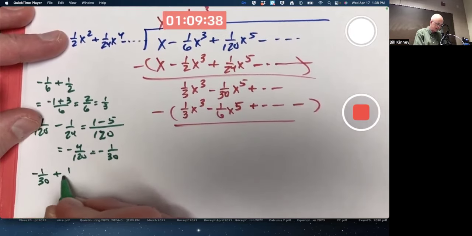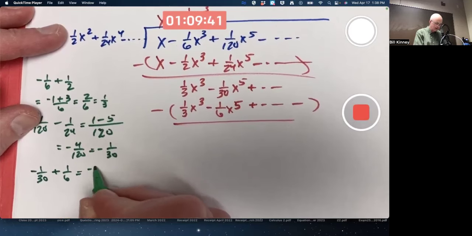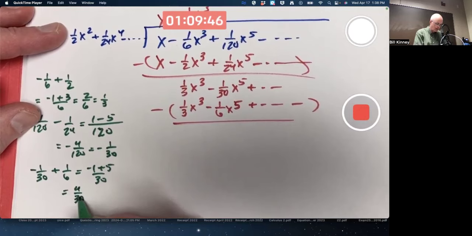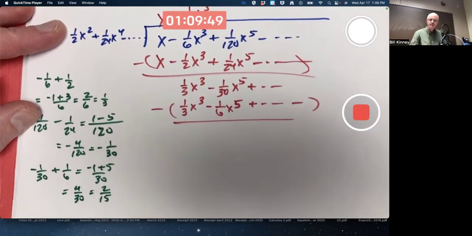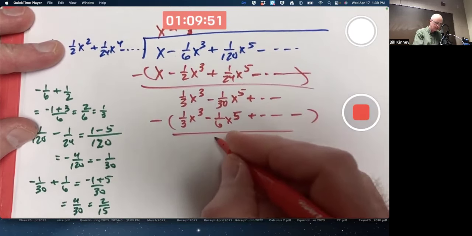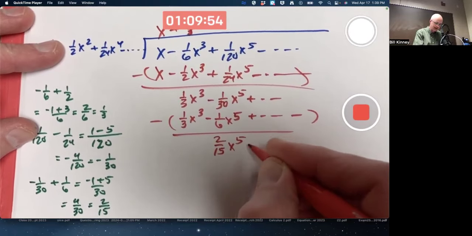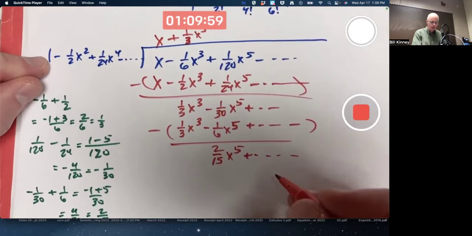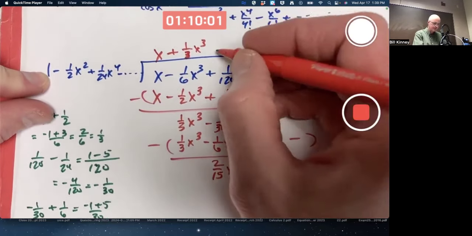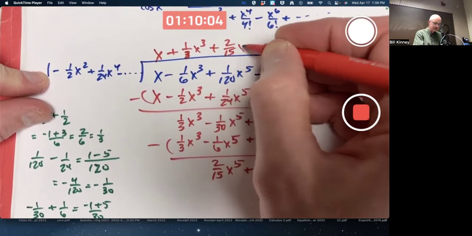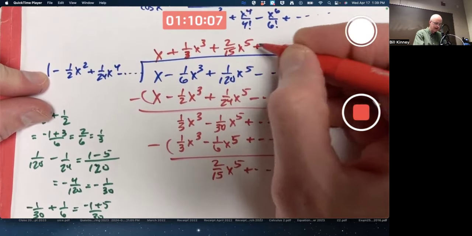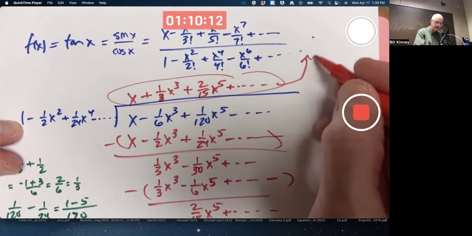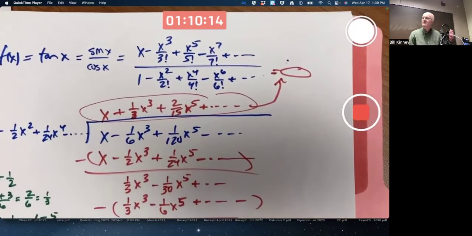One more fraction calculation to do. -1/30 plus 1/6 is -1 plus 5 over 30. That's 4/30 or 2/15. That looks good. So I get a 2/15 x to the 5th plus ... Now, finally, for the third non-zero term, I need to multiply 1 by 2/15 x to the 5th. That is the next term. I'm not going to bother doing any more. Plus ... All that goes up here. It equals tangent of x.